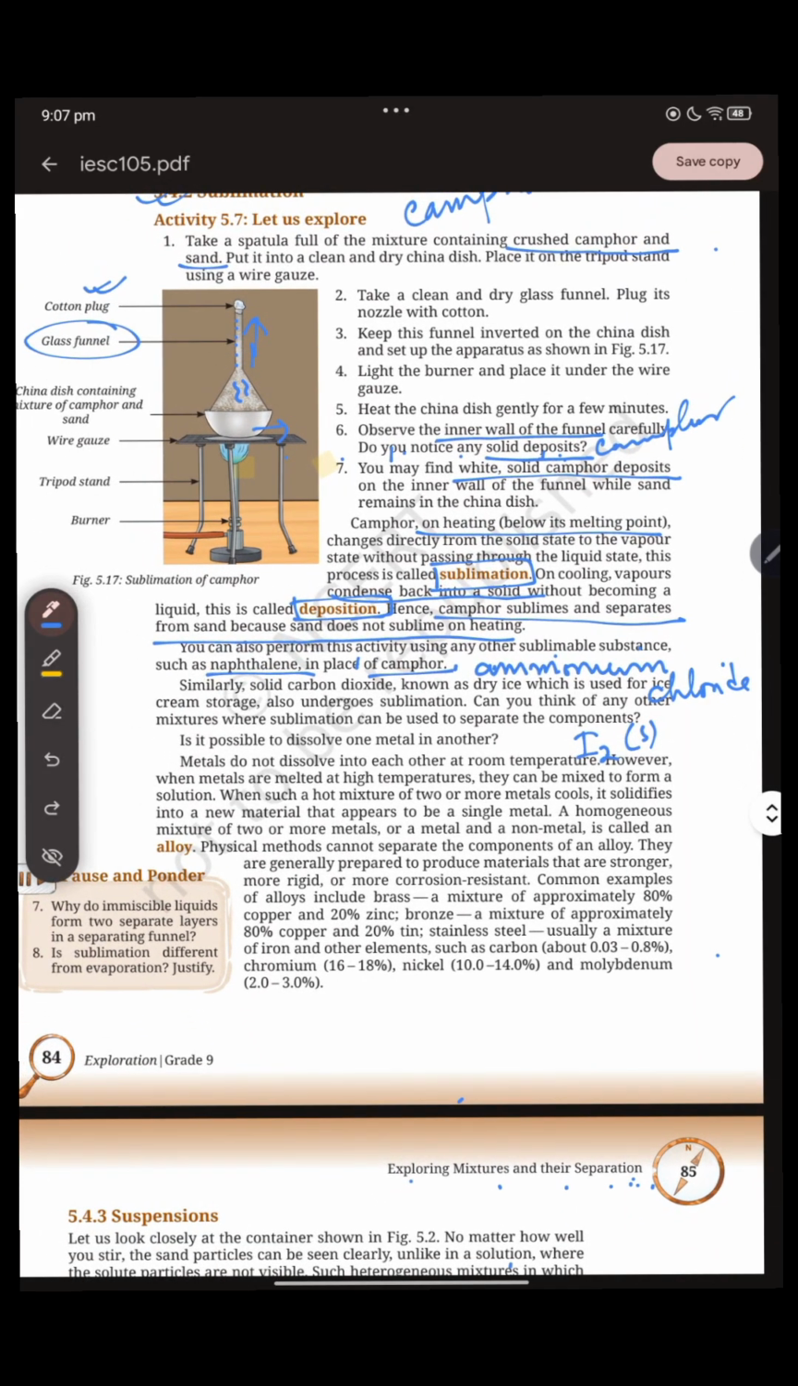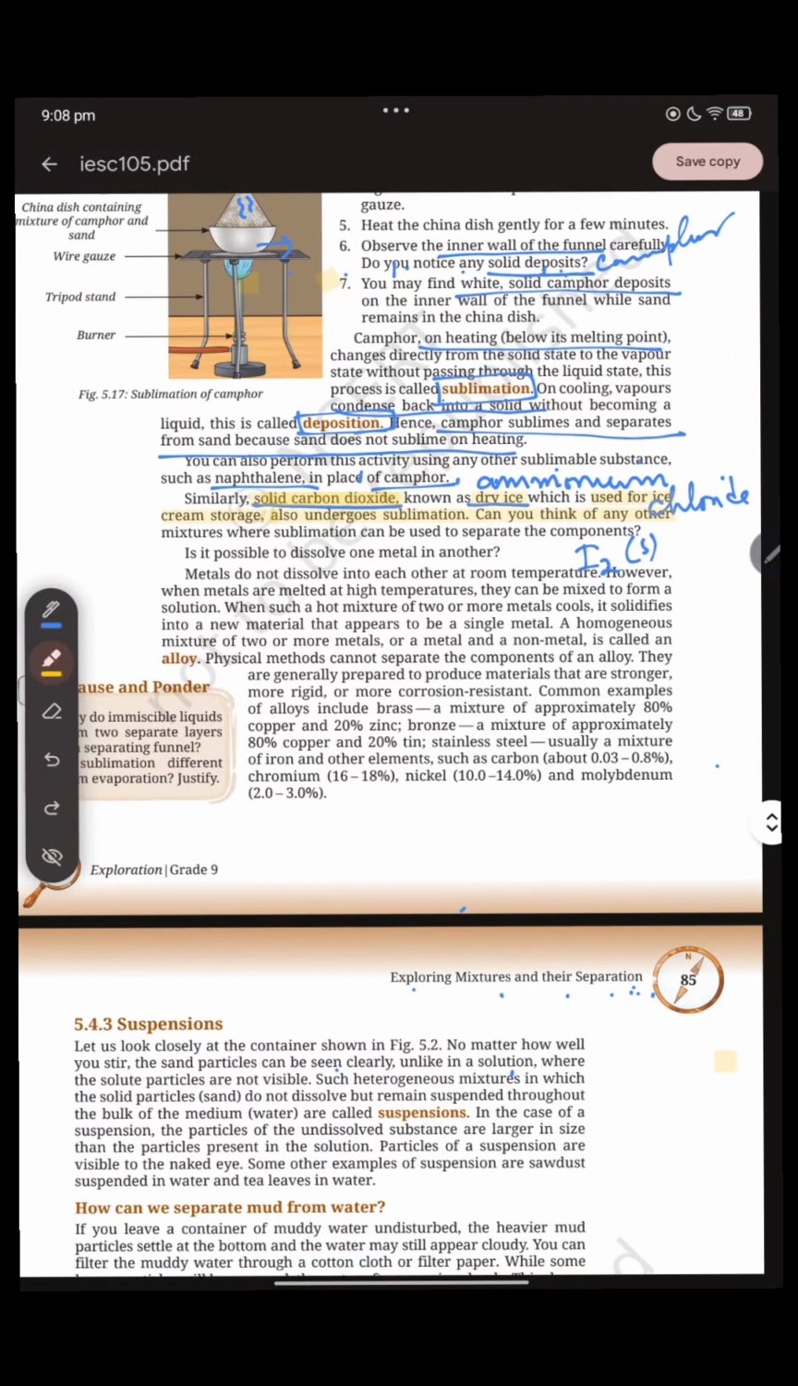Similarly, when you have solid carbon dioxide, this is also known as dry ice. So what is dry ice? Dry ice is solid carbon dioxide, and it is used for storing ice creams, okay? So it is used for ice cream storage. Dry ice also undergoes sublimation, right? So this is how it is being used.